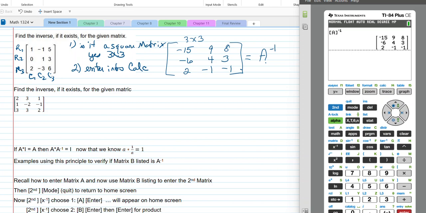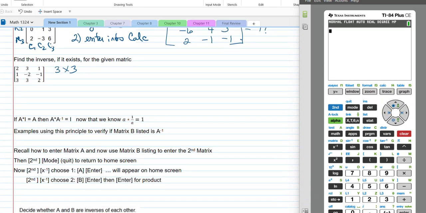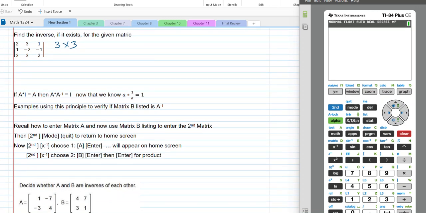All right. So now we've got a handle on it. We're going to do another one. Let me clear that one. This is a square matrix. Again, it's a 3 by 3. And we're going to enter it in the calculator. So I'm going to go second matrix. Go to edit, the first one. It's a 3 by 3. And I'm typing over my numbers.